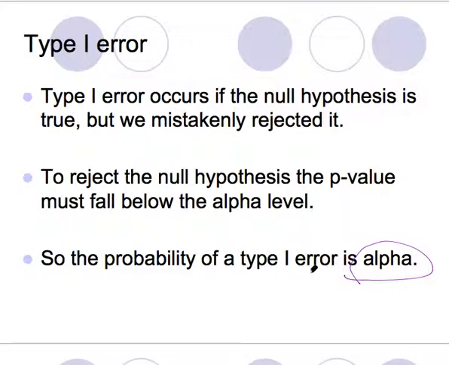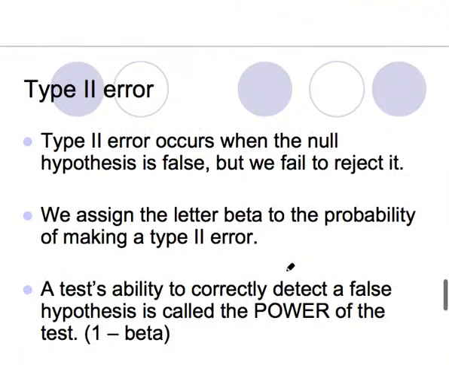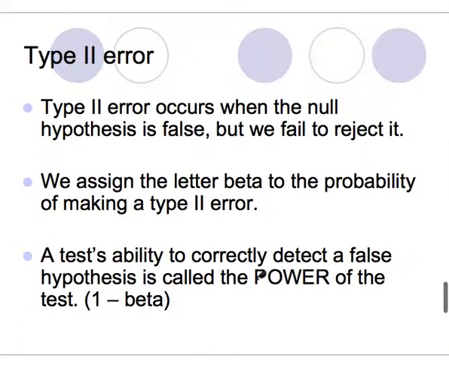Okay. And that's one thing that needs to be remembered from this, all right? Because it's the alpha level, the p-value has to fall below that alpha level, so the probability of a type 1 error occurring is whatever that alpha level is. All right, a type 2 error occurs when the null hypothesis is false, but we fail to reject it.